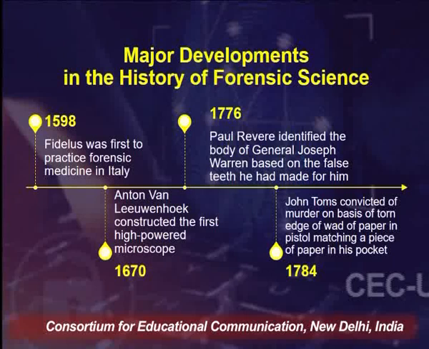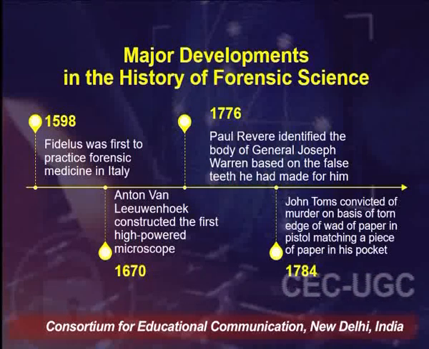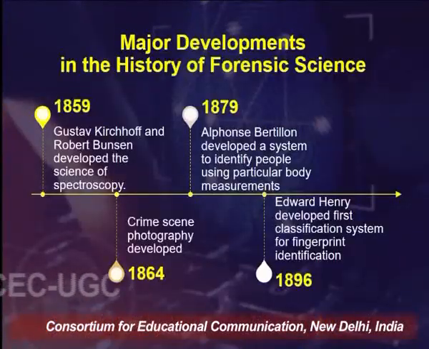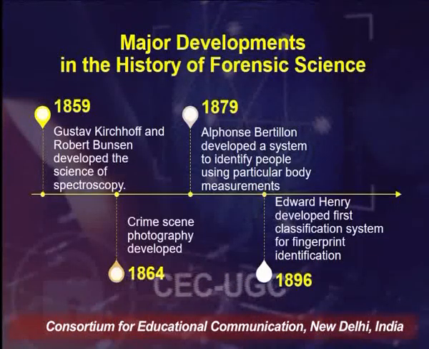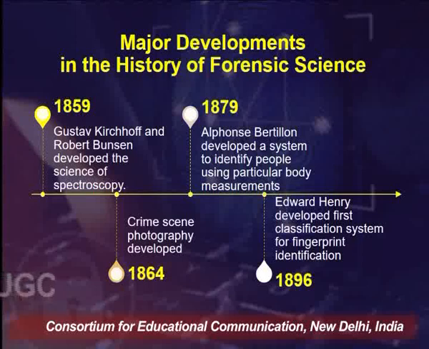In 1784, John Toms was convicted of murder because a wad of paper matched a piece of paper in his pocket. In the case of glass and paper analysis, we always go for match or tear analysis, and then we can conclusively tell whether the glass piece or the paper belongs to the same glass or same paper. In 1859, Gustav Kirchhoff and Robert Bunsen developed the science of spectroscopy. Spectroscopy is one of the major techniques used in forensic science. It is used for the various analyses of petrol, kerosene and gasoline.